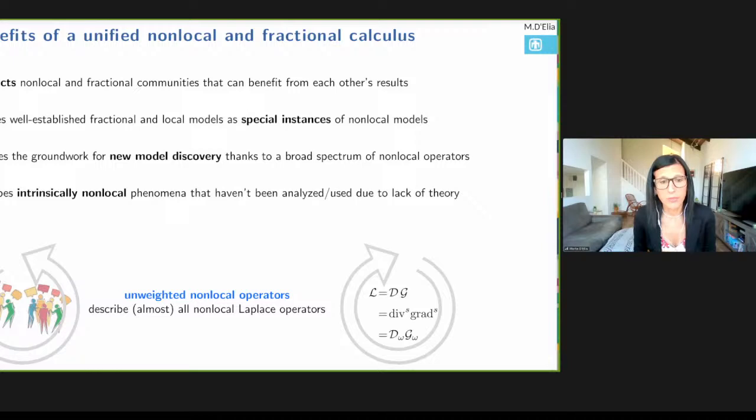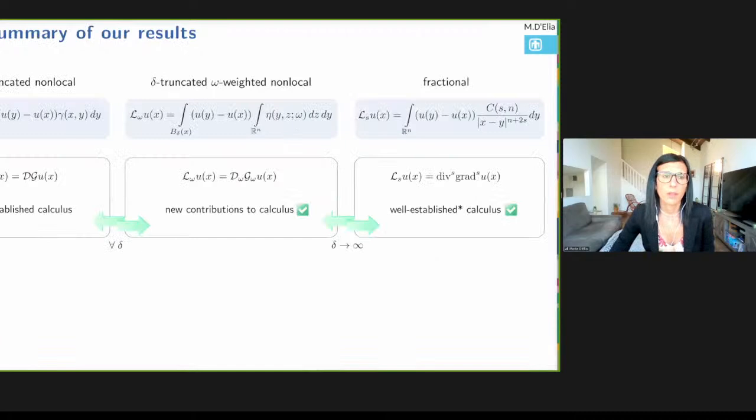Long story short, this is really the end of the story. Basically, we can see that almost all non-local Laplace type operators can be described by that simple formula that I introduced at the beginning. So these unweighted non-local operators for which we have a well-established theory indeed describe a broad spectrum of non-local operators. Okay, so this is a summary. First of all, what we have here is that for all deltas, we could establish an equivalence relationship between unweighted and weighted operators. The second result is that when the kernels are properly chosen, we take the horizon, so the size of the neighborhood to infinity, then we can recover fractional operators, Laplacian divergence and gradient from non-local weighted operators.